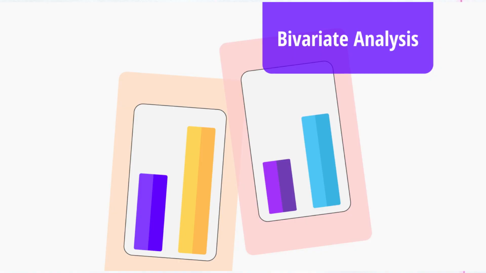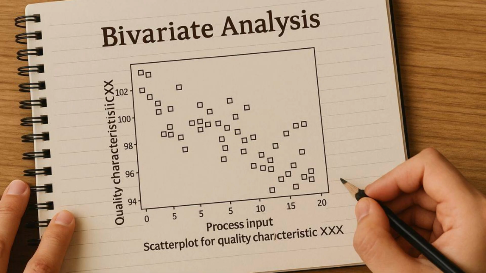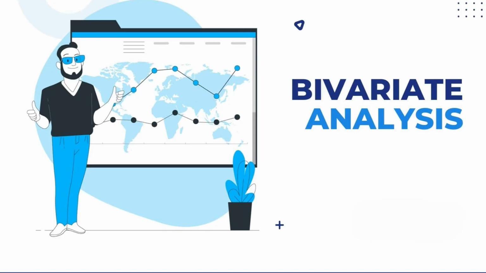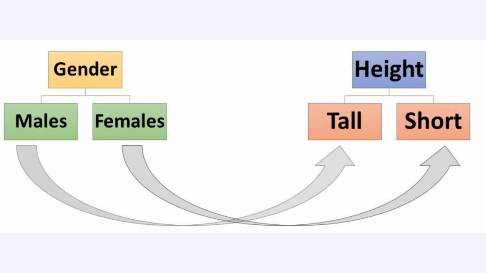So let's jump into it. Bivariate analysis is what happens when you start looking at two variables at the same time. So bivariate: variate, variables; bi, two. The goal is to understand whether there is a relationship, difference, or a pattern between them. Instead of asking, what does this variable look like? You start asking, how does this variable behave in relation to another variable?